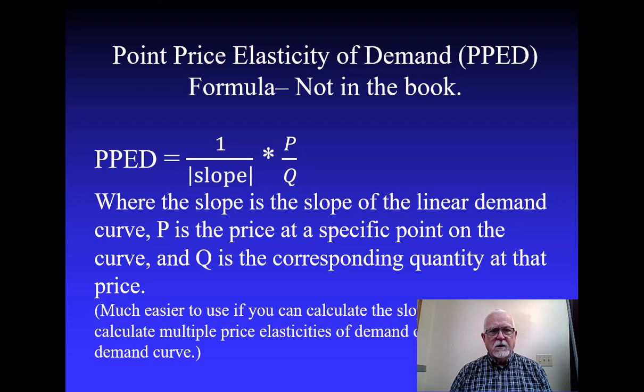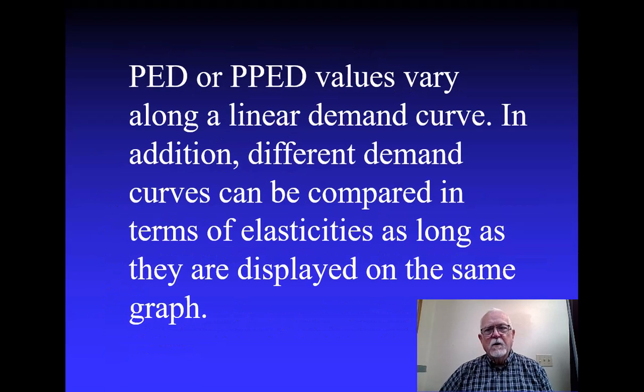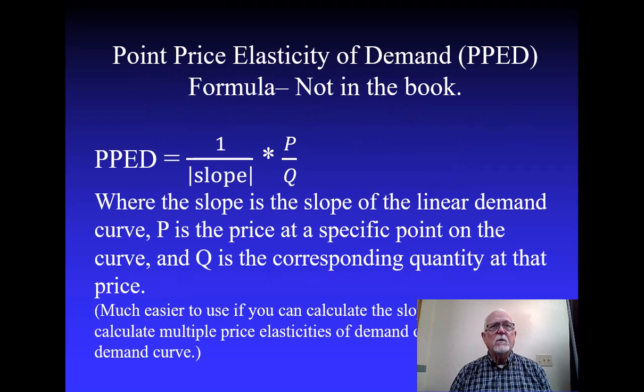Now, along a given linear demand curve, these elasticity values will not be the same. So even though the slope is the same, and yes, that is part of the point price elasticity calculation, this part, the P over the Q will vary.